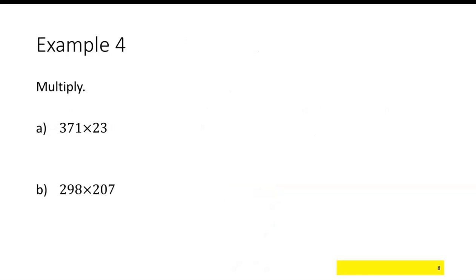So if I want to do something like 371 times 23, I would first start with the 3. 3 times 1 is 3. 3 times 7 is 21. And then 3 times 3 is 9, plus 2 more is 11.